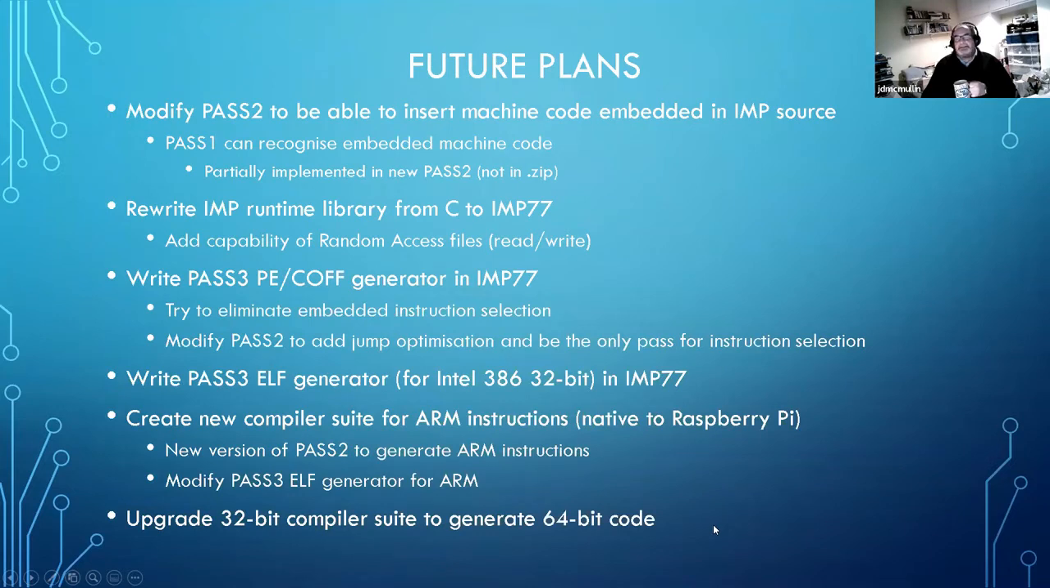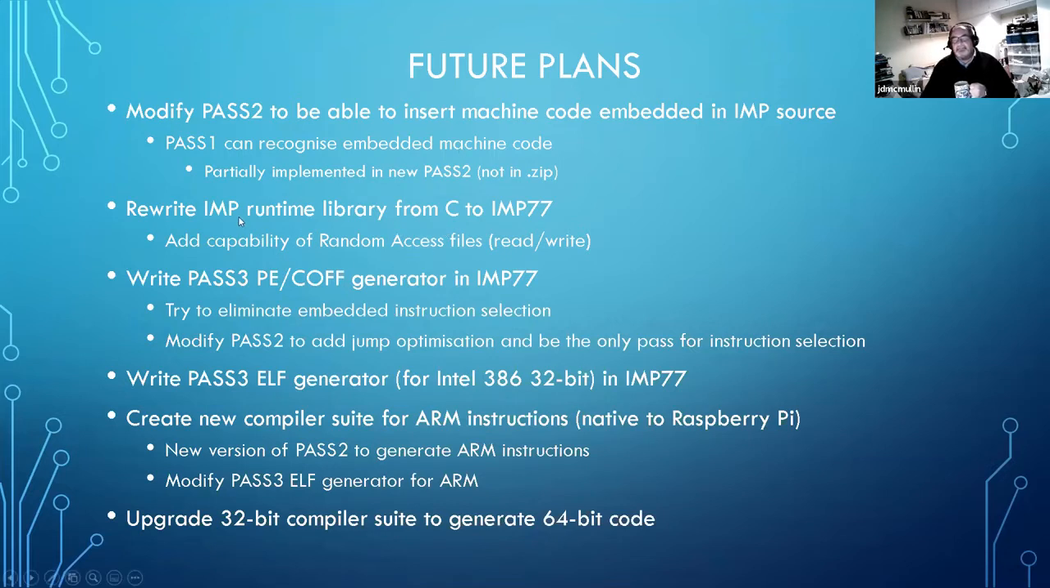Right, what are my cunning plans for the future? I want to be able to embed machine code inside the IMP source. At the moment Pass2 does not allow that. Having said that, Pass1 will parse the potential machine code and generate the ICD file with this embedded information, but Pass2 just basically barfs at it. It does not like it. So I have been working inside my future version, IMP2020, which can read and do some things with machine code specified inside a file. I'll show you an example of how the machine code will be specified inside an IMP file later.